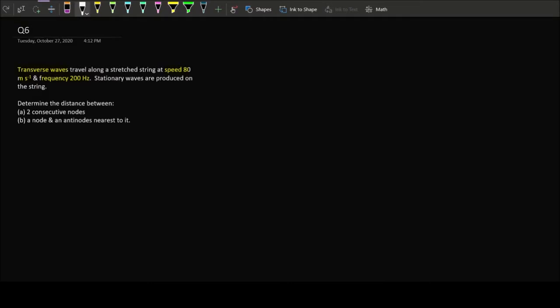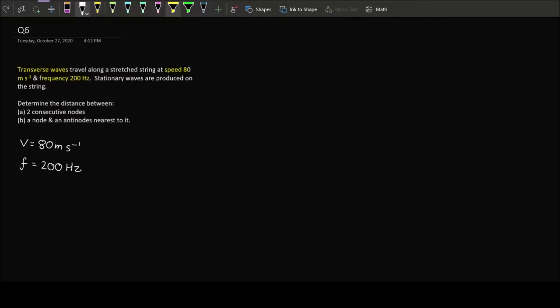Let's just copy this down. Speed is 80 meters per second. Then the frequency is just 200 Hz. Okay, so we extract the information out.